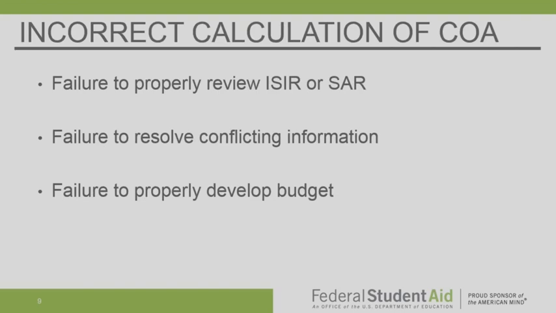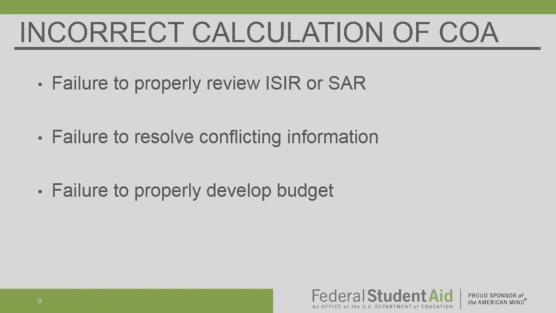Okay, so the next one is the incorrect calculation of the EFC or the COA. That didn't all fit on the top, so I had to abbreviate a little bit. If you would like to get more information about the calculation of these, you should go to Volume 3, Chapter 2 of what? The Federal Student Aid Handbook, yes, because that's where I'm going to go to look for it when you ask me this question.